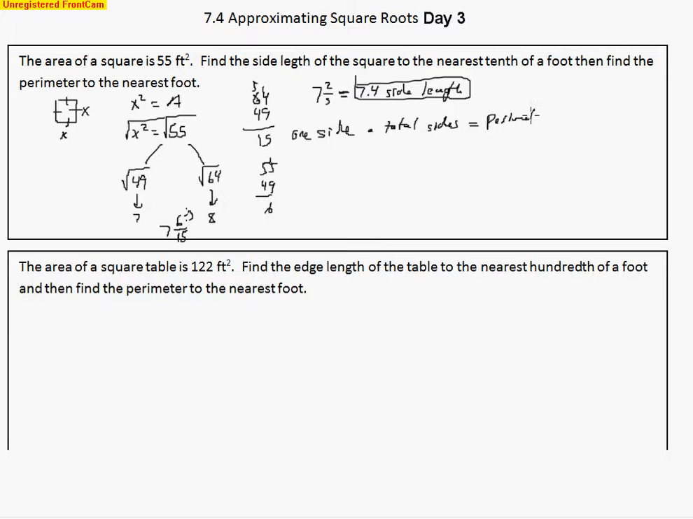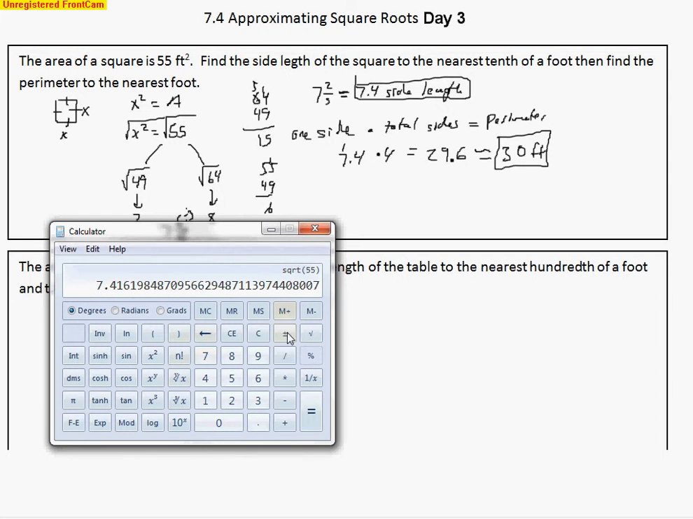In this case, since it's a square, it's just going to be 7.4 times 4. So that makes 16, carry a 1, and that makes 28, and 1 makes 29. And the decimal moves over one space. That's our answer, except then I need to round it to the nearest foot. So it's going to be about 30 feet. Now, if you were to do this in a calculator, instead of approximating first, you want to do the rounding at the end of the problem.